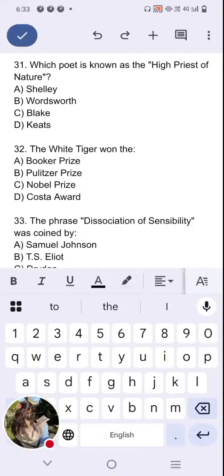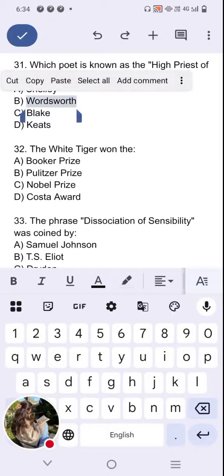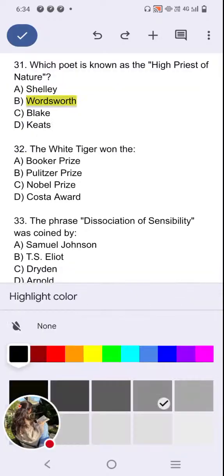But this person, Blake, is actually a transition poet. Many would call him a transition poet. And this person belongs to the older romantics. So that gives you the answer because Shelley and Keats are part of the younger romantics. Blake is mostly considered a transition poet. The right answer, the high priest of nature, is William Wordsworth.